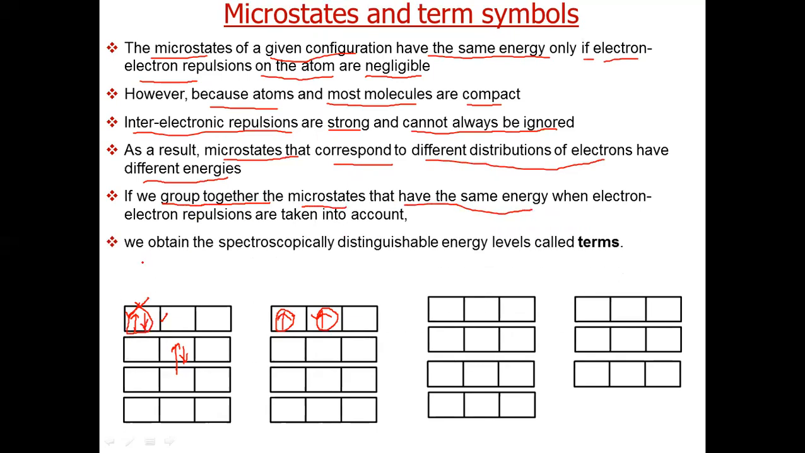By considering this, we obtain the spectroscopically distinguishable energy levels, which are called terms, and these are denoted by term symbols. So what are the terms? Terms are the different groups or collections of microstates of a particular configuration that have the same energy. To describe terms we use term symbols.